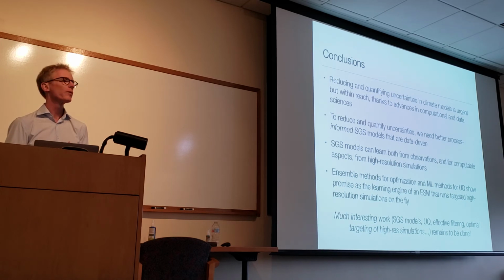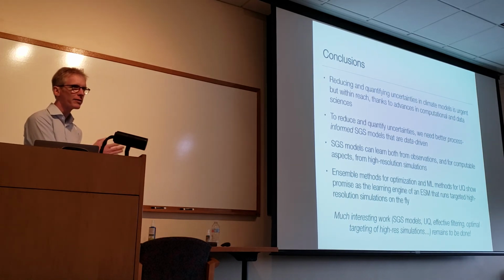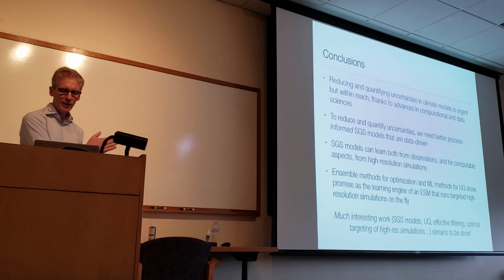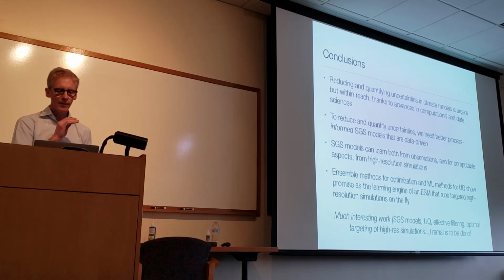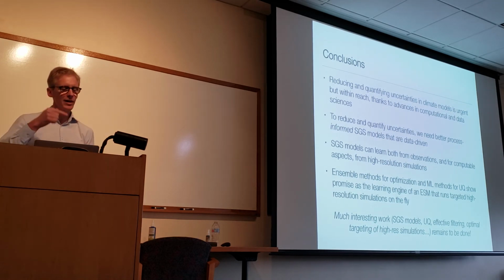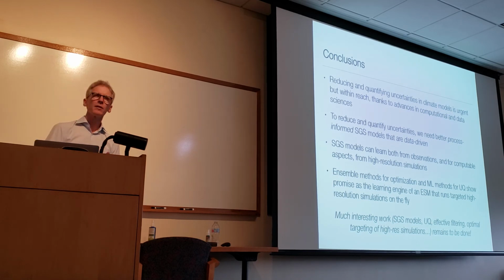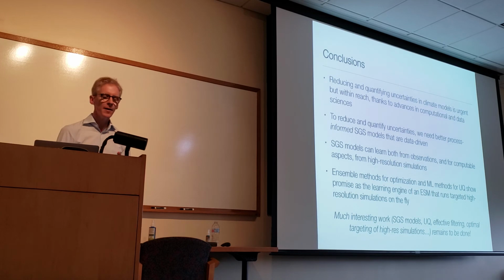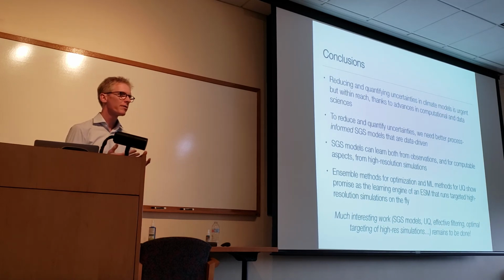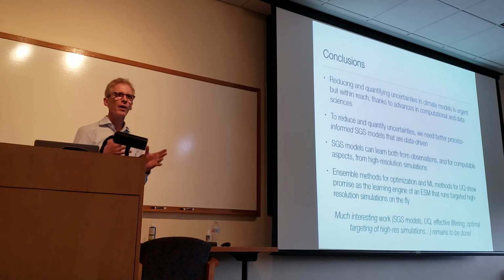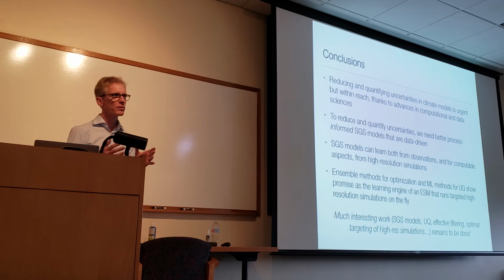Our view is that you need better process-informed subgrid scale models. If you don't stick a neural network in there, I think this will not result in good predictive capabilities. It easily results in overfitting. You have a system where you can guard against overfitting, A, by having process-informed models, B, by having high-resolution simulations that help inform those models even as the climate changes in the simulations. The subgrid scale models can learn from observations. They can learn from high-resolution simulations about computable aspects. These ensemble methods for optimization and machine learning methods for uncertainty quantification seem promising. They work well within the computational budget we have given ourselves, which is about 1,000 runs of a climate model. And with that, it seems sufficient that we can get good calibration and good uncertainty estimation.